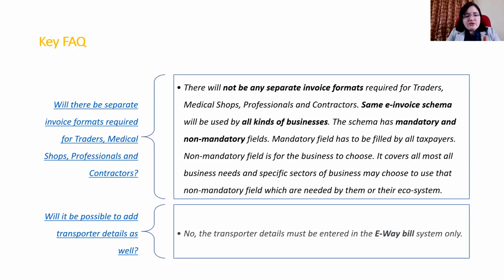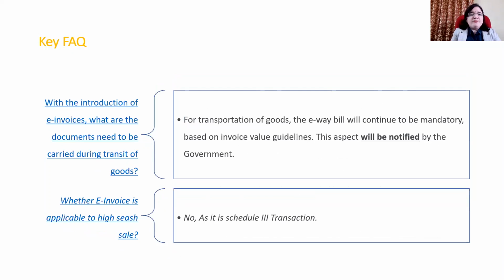The second question we received was: will it be possible to add the transporter details as well? Friends, e-invoicing does not contain the transporter details. If you have to add the transporter details, you do it in the e-way bill itself. From the e-invoicing portal, you generate the e-way bill by tab, and all other parameters are auto-populated in the e-way bill, but in addition you have to add the transporter details in the e-way bill.